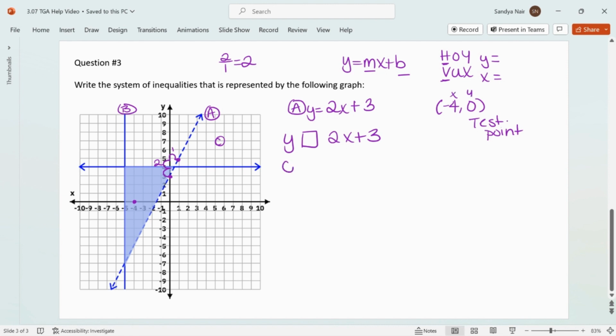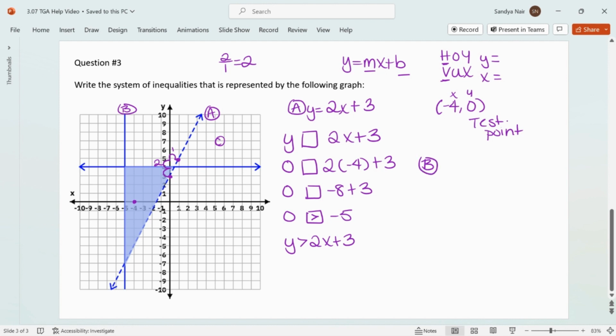Remember, that means my x is -4, y is 0. If I plug that in here, I get 0 and then something, 2 times -4 plus 3. So I have 0 and then something, and then -8 plus 3, which is -5. So what's the relationship between 0 and -5? Well, 0 is greater than -5, right? And if we look at that line, notice it's a dotted line, so I'm just going to leave that as a greater than. So this is going to be y is greater than 2x plus 3. Remember, the dotted or solid tells you whether you have a greater than or a greater than or equal to.